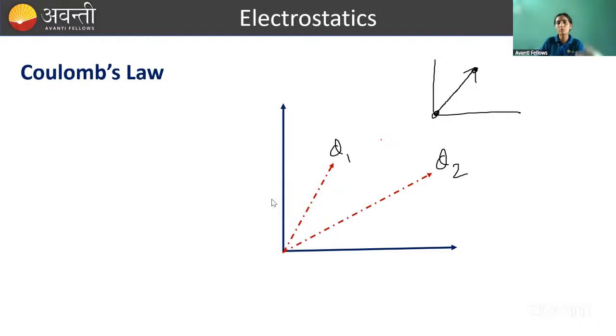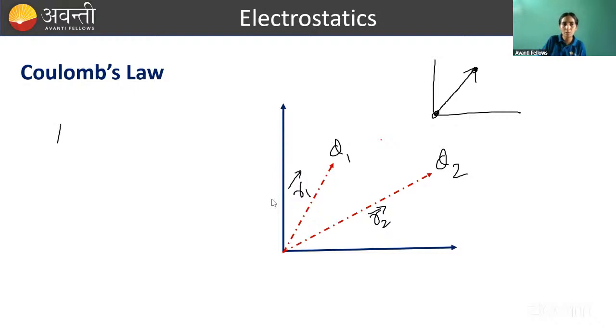Initially or always, because charge Q1 is placed at that point, Q2 is placed at that particular point. Q1 and Q2 are not moving, so their position is fixed. So the position vector of Q1 is, let's say, R1. The position vector of Q2 is, let's say, R2. Okay. So this is the position.